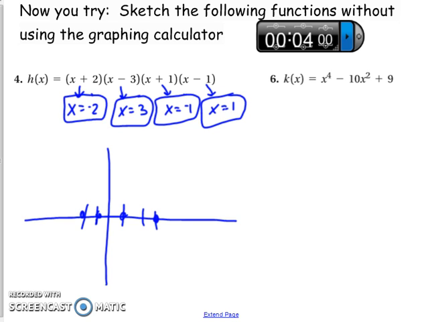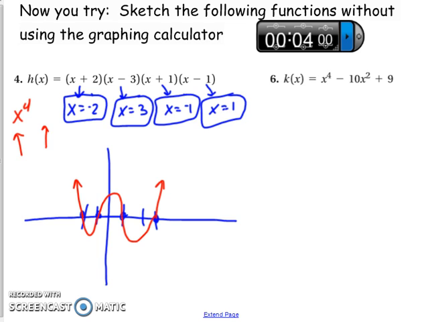Okay, again, there's 4 x's, so this would be an x to the 4th. And since all of my x's are positive, I know my ends are going to be both pointing up. So up, and I'm going to follow the shape. Where you draw this, it doesn't matter.